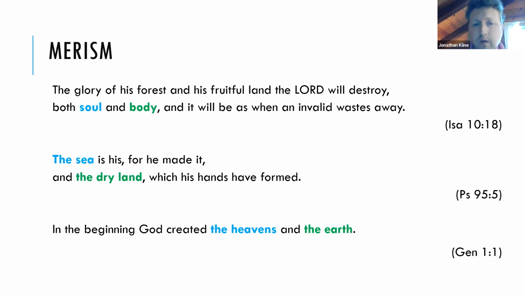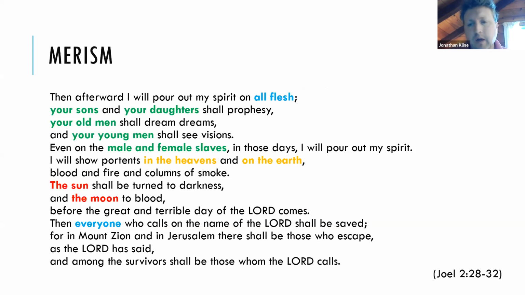Likewise, Genesis 1:1, in the beginning God created the heavens and the earth. The heavens and the earth can be considered a merism for everything. I'm not going to read this at length, but the very famous passage from Joel 2 that's quoted in the book of Acts: then afterward I will pour out my spirit on all flesh. So he's talking about all flesh, everybody, and you get that later on.